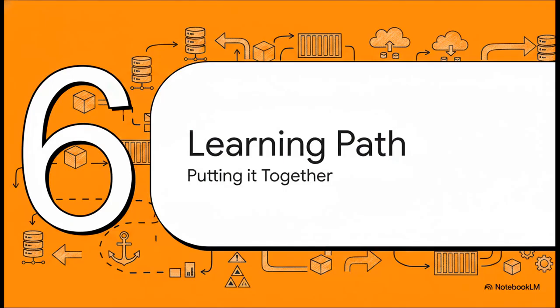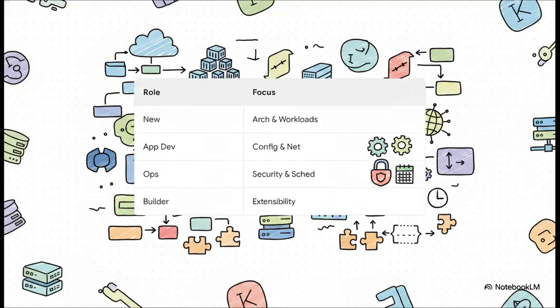And finally, Section 6, your Kubernetes learning path. Let's put all of this together. I know we've covered a lot today. There are literally 75 concepts represented in our source material, and it is so incredibly easy to get overwhelmed. So I highly encourage you to take a screenshot of this matrix right now. It totally cuts through the noise and tells you exactly what to prioritize based on your actual day job.